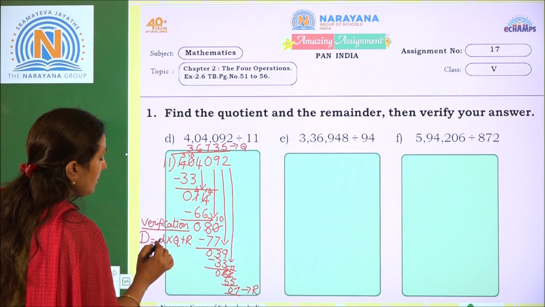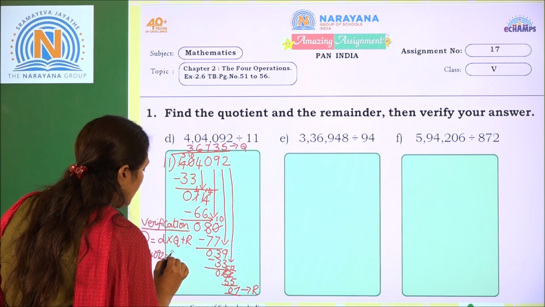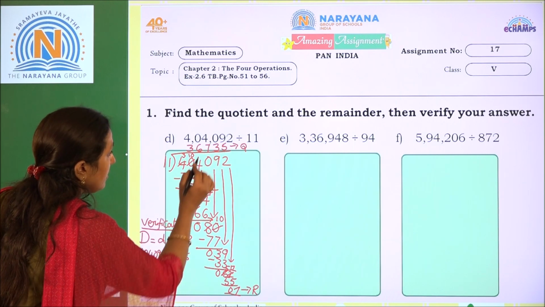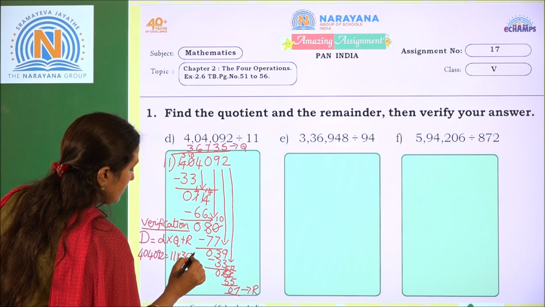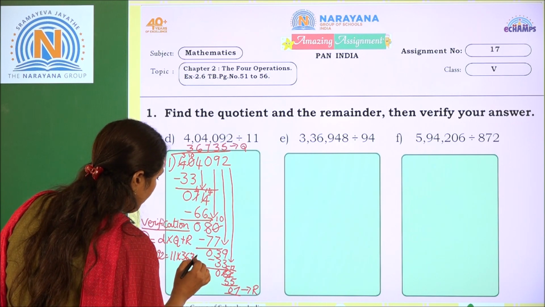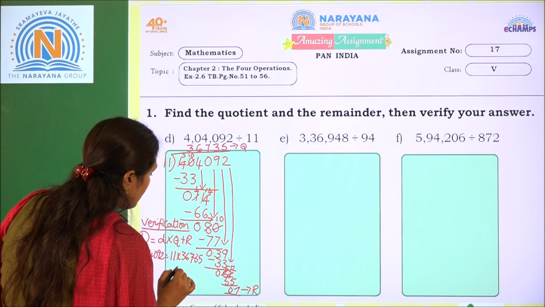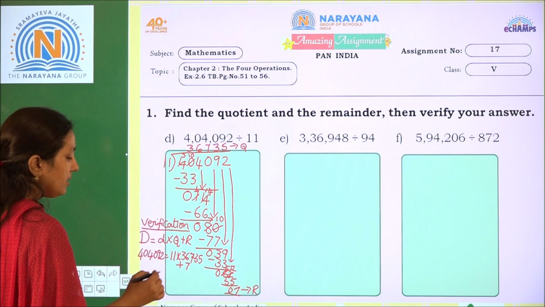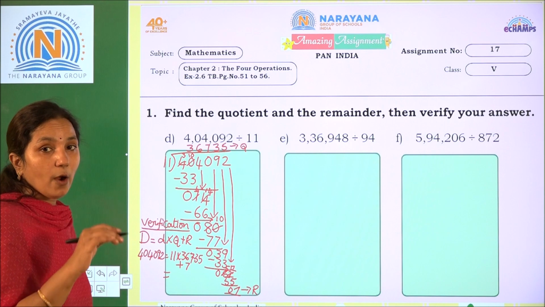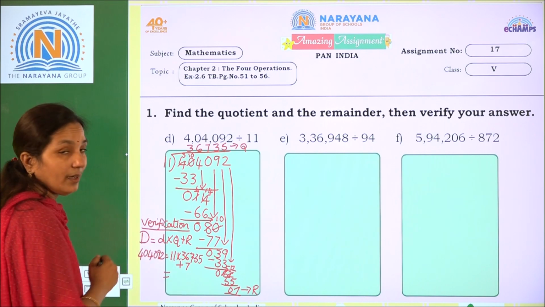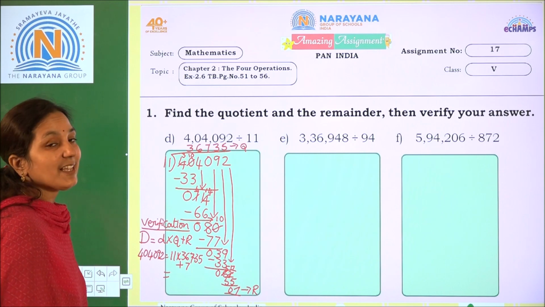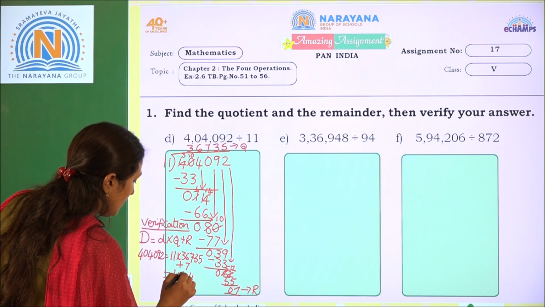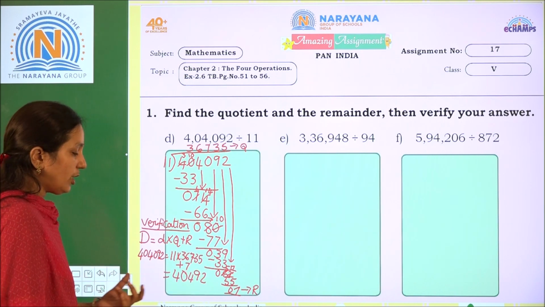So 4,04,092 equals, what is the divisor here? 11. What did you get as the quotient here? 36,735 plus, what is the leftover here? The leftover answer is 7. So here always first we have to multiply, then we add the remainder. 11 into 36,735 plus 7, you will get 4,04,092. Got it, children?